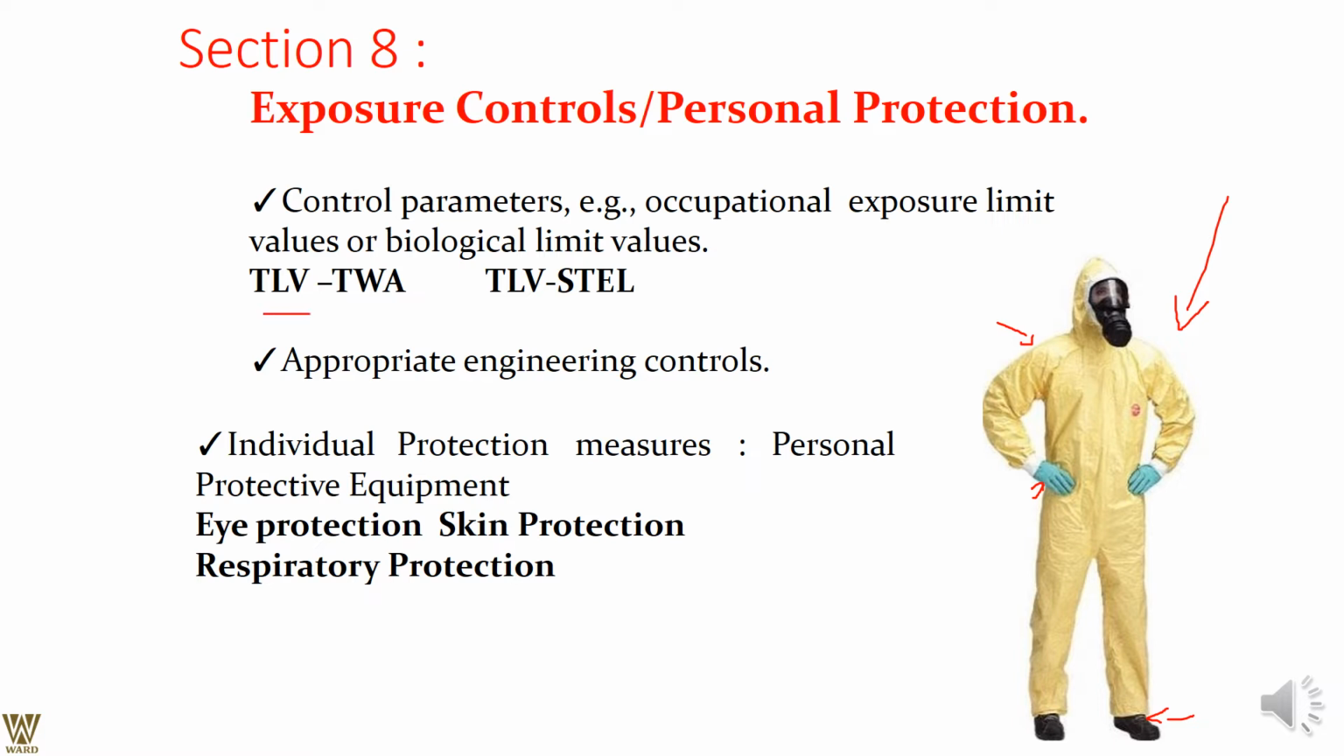These are TLV, TWA, and STEL. What is TLV? People might be asking. It is the threshold limit value. Everything has a threshold limit value. Then what is TWA? TWA stands for time weighted average.